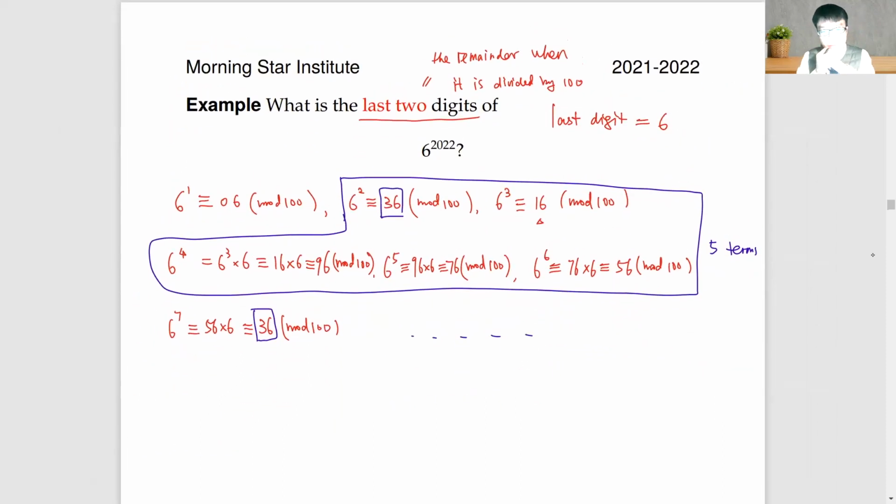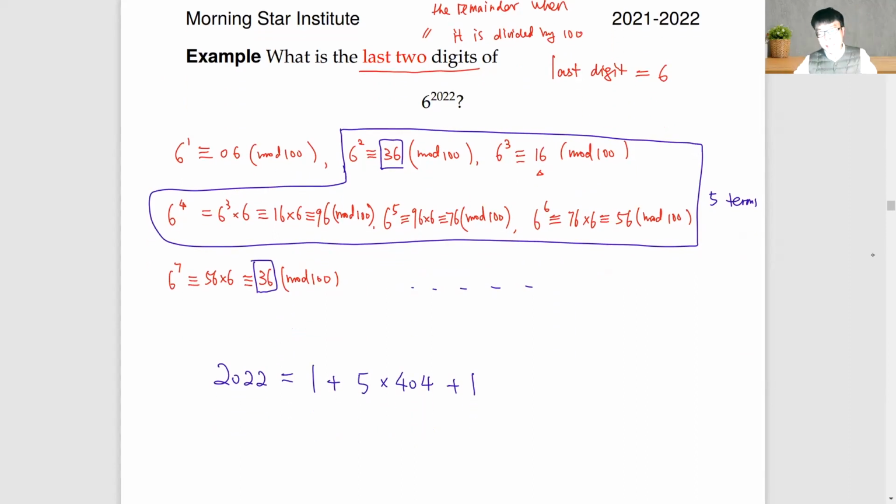Now our question is to find the last 2 digits for 6 to the 2022. Let's see. 2022. Let me first subtract 1 because at the beginning 6 to the 1 is not included in this pattern, right? So we should subtract that. So the remaining part is 2021 divided by 5, which is 404 times 5 plus 1.